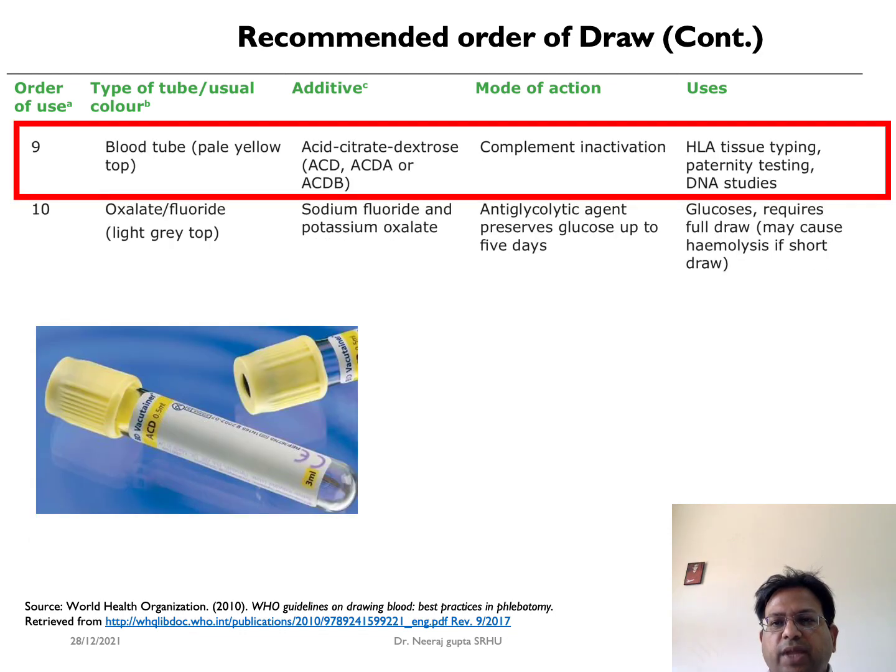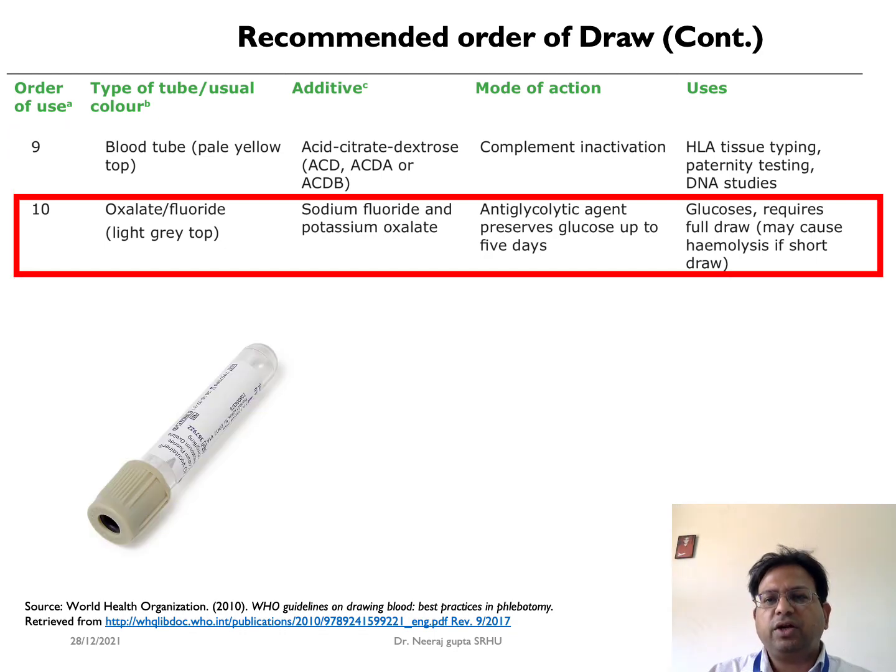Next, we can use pale yellow color top tubes which contain acid citrate dextrose that inactivates complement, and this can be used for tests like HLA tissue typing, paternity testing, or DNA studies. Finally, grey color top tubes which contain sodium fluoride and potassium oxalate, which is an anti-glycolytic agent to preserve glucose, can be used for testing glucose. Please keep in mind to gently invert tubes with additives to mix thoroughly, because erroneous test results may be obtained when the blood is not truly mixed with the additive.